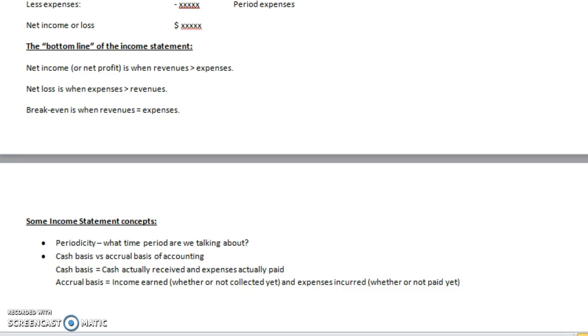Remember, income earned but not received is accounts receivable on the balance sheet. Expenses that we've incurred but not paid yet, that's accounts payable on the balance sheet. So the accrual basis shows us on the income statement the income that we've earned for the period, whether or not collected, and the expenses incurred, whether or not they've been paid.